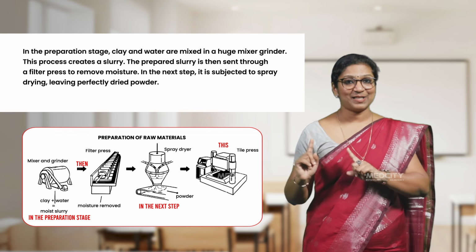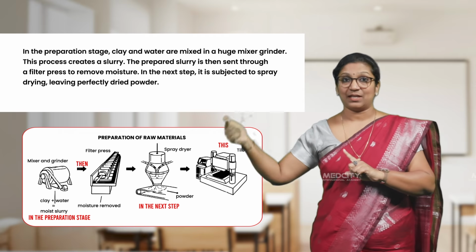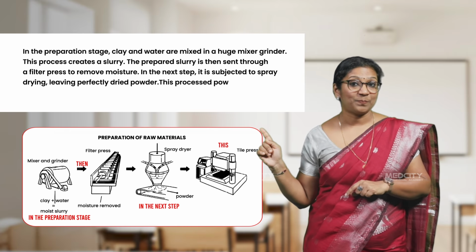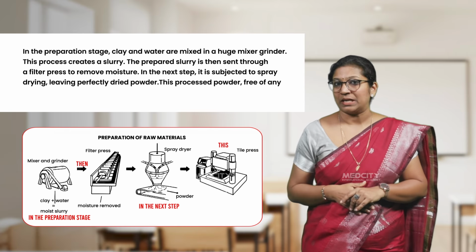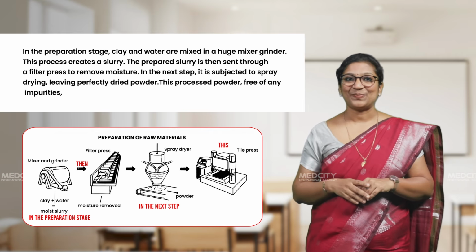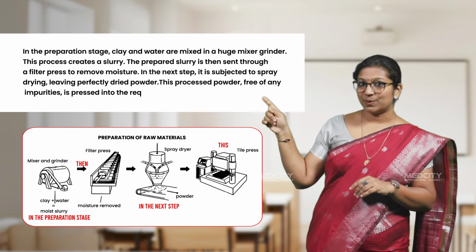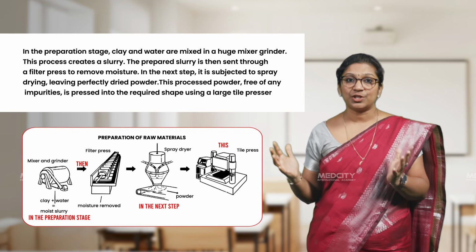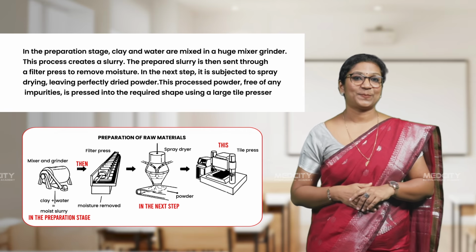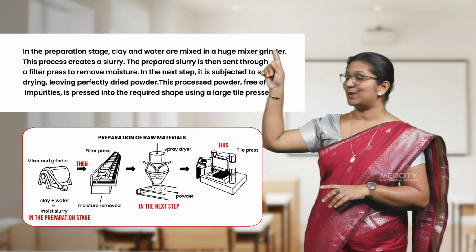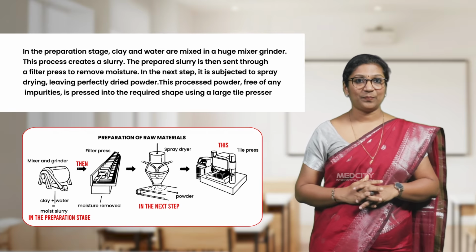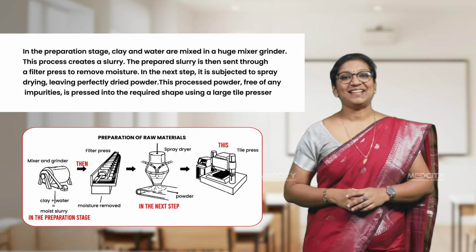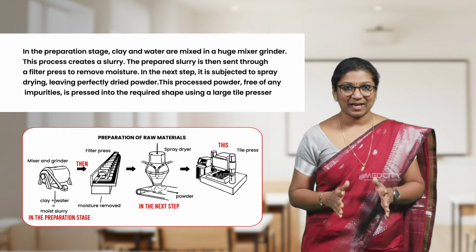And then the last step in the process. So I'm connecting it to the previous saying. This processed powder, comma, free of any impurities, just an addition there, comma, is pressed into the required shape using a large tile presser. So this is how my entire body 1 will look. Can you see the connection to the diagram? Great. Now let's look at body 2, the last paragraph.